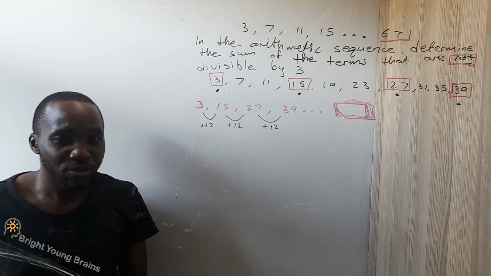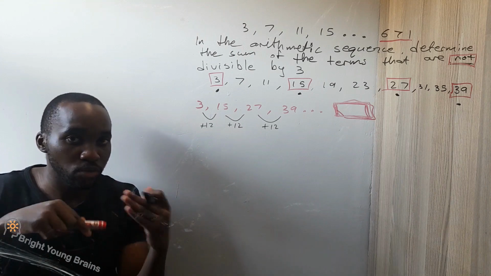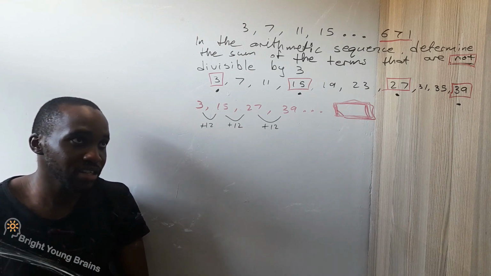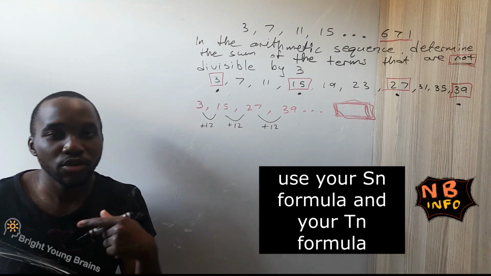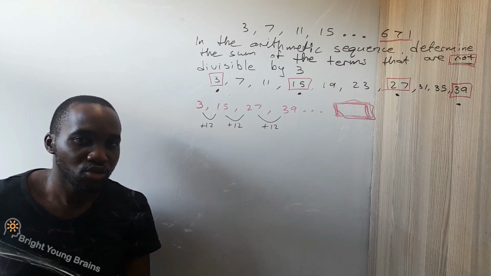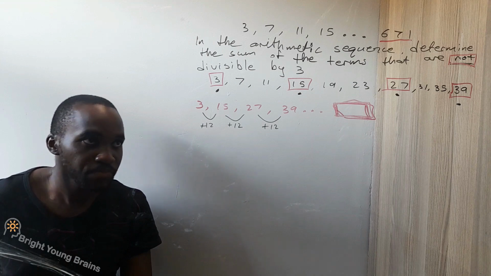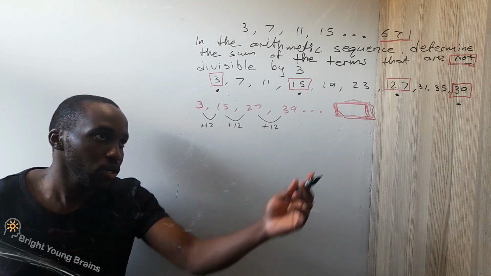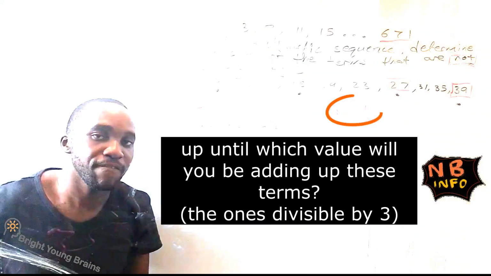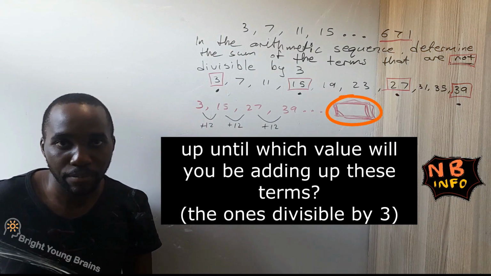Sounds simple enough, because it is. And as we work on it, it will get simpler as well. So with a question like this, you're basically going to use your Sn formula and your Tn formula. Point is, you're going to use multiple formulas. So here we have our sequence of terms that are divisible by 3. Now you want to find out up to which value will you be adding up these terms.